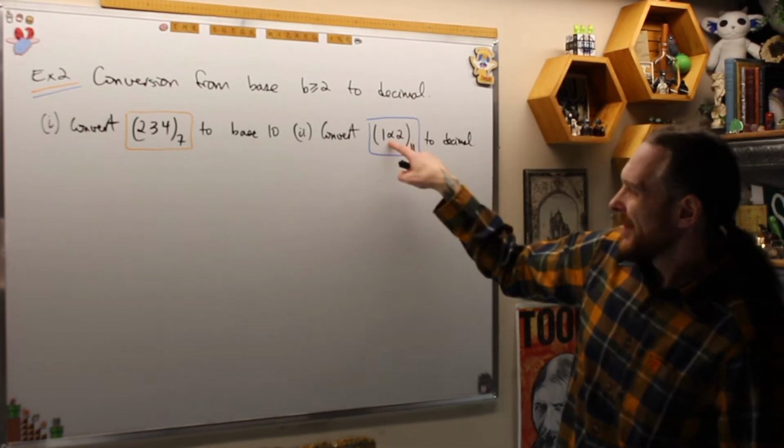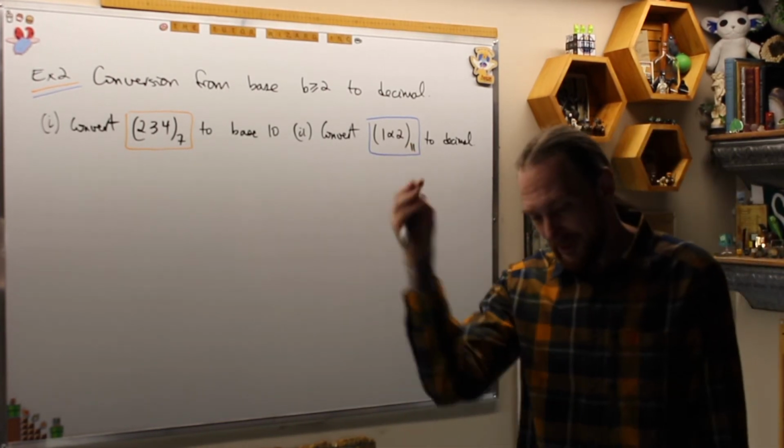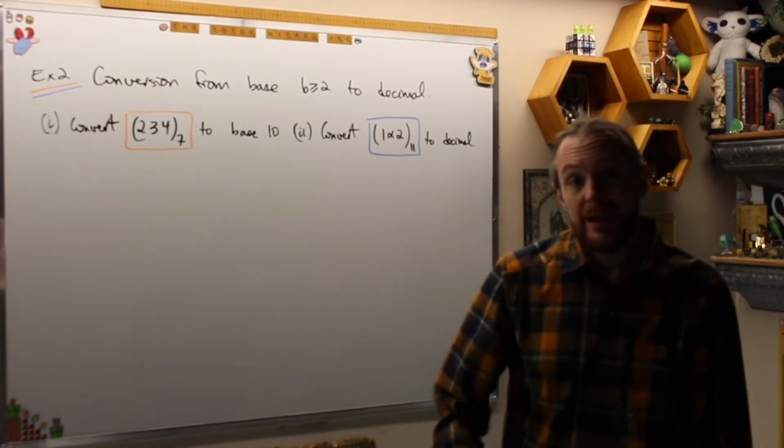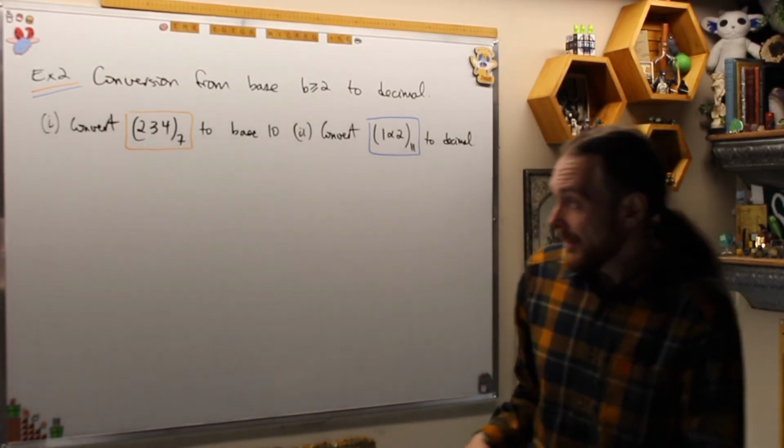The only tricky part is when you have this alpha in there, or when you have symbols in a larger base, you have to turn them back into their base 10 representation. So how do we do this? Solution.